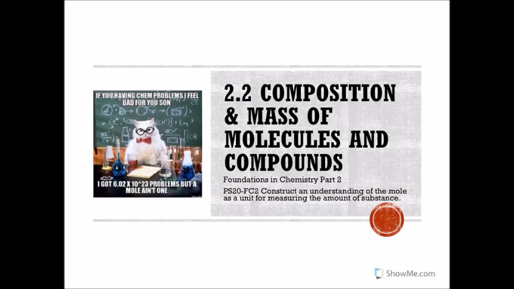2.2 notes are on composition of mass and of molecules and compounds. In the Foundations in Chemistry Part 2 unit, we are working on FC2, or Construct an Understanding of a Mole as a Unit for Measuring the Amount of a Substance.